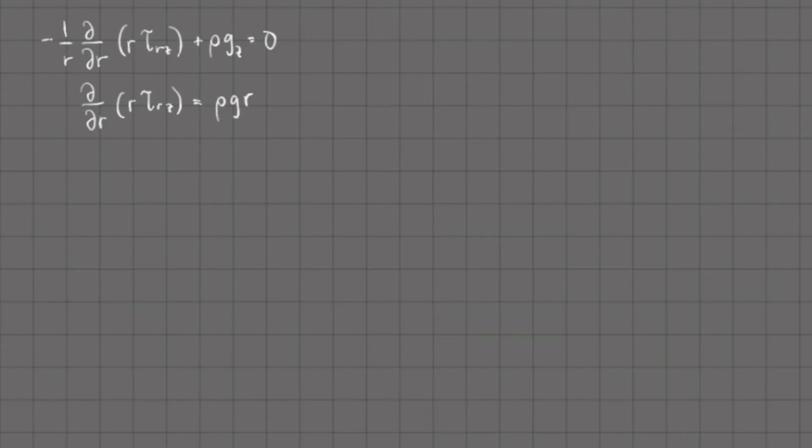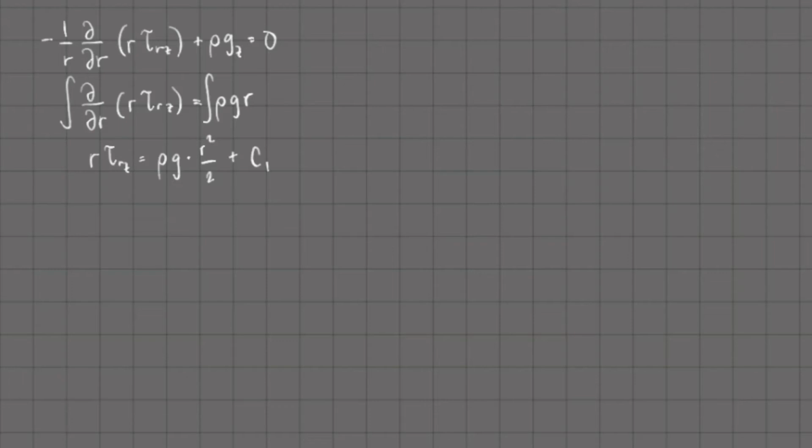Now you have noticed that the gz was dropped to simply mean g. That's because g sub z is the only component of gravity that is acting in this case. It's the downward pull of gravity. Okay? Now this expression is now integrable. If we integrate this with respect to r, this becomes r tau rz is equal to rho g times r squared over 2 plus the integration constant c1. Now, for this to become a specific solution, we have to specify boundary conditions and solve for the value of C1 before declaring this to be the final shear stress profile.